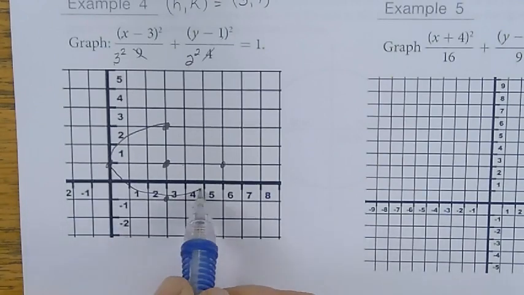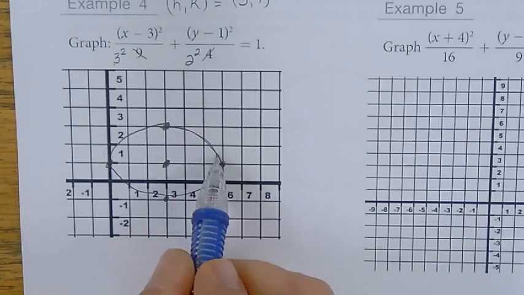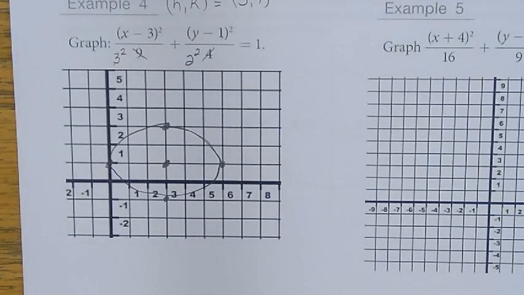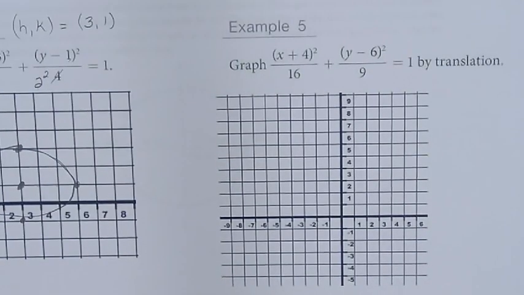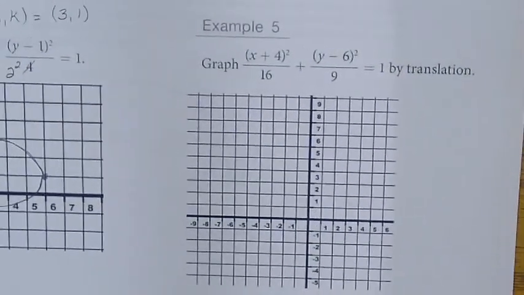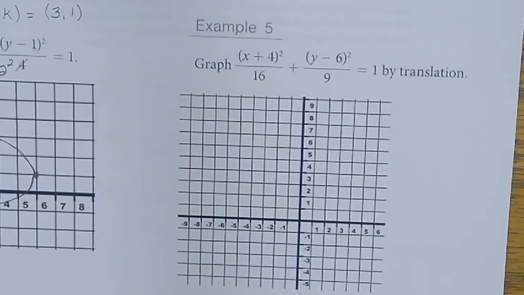Sketch your ellipse. Okay, so the next one says sketch by translation. But what I want you to do is use the same method I just used on the last one and sketch that. So I want you to go ahead and do it. Put this on pause and sketch it yourself.